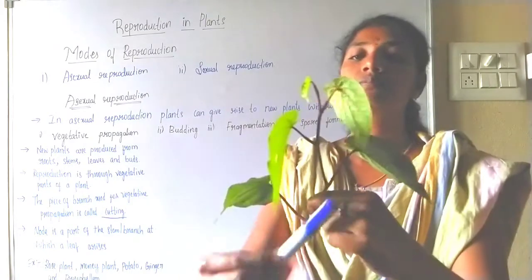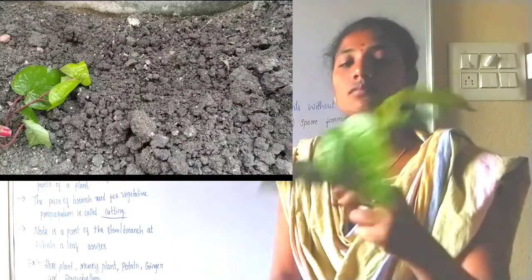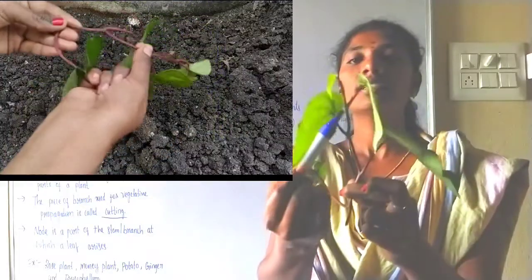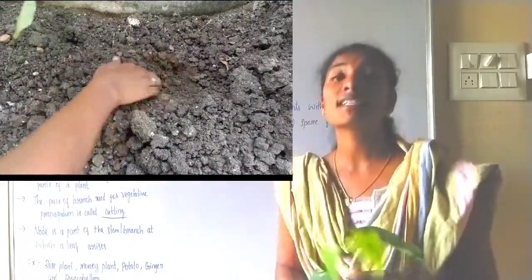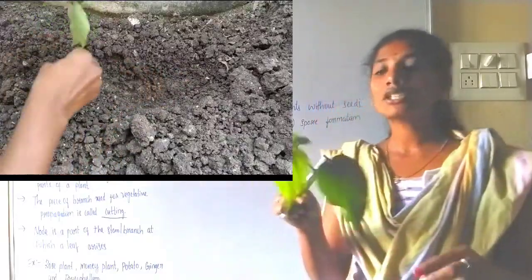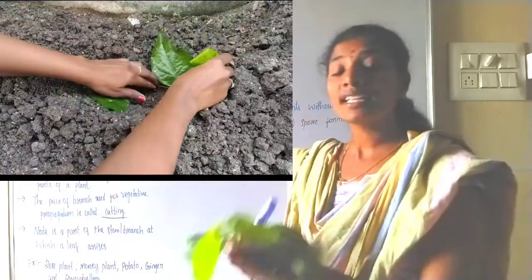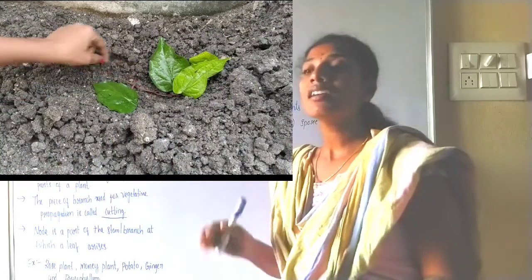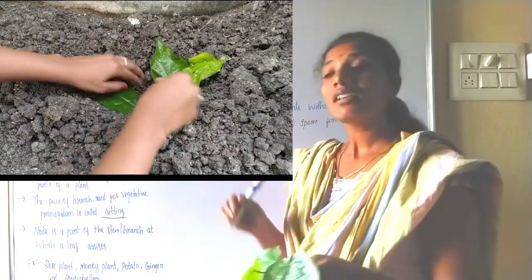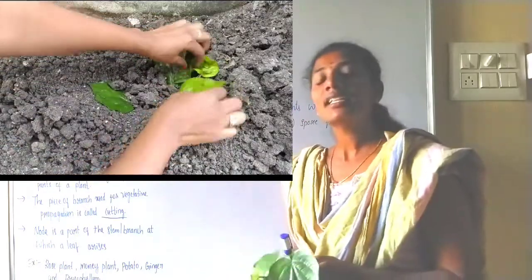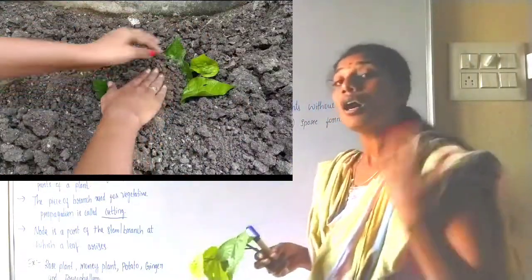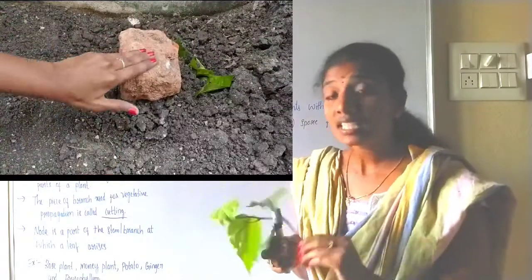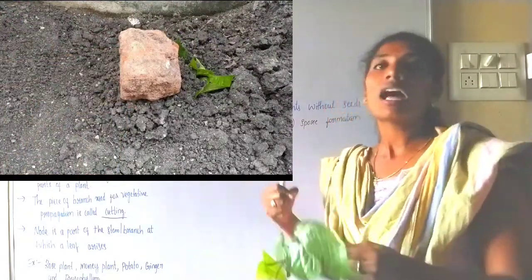This part of a plant we call a node. So see to it that your cutting has a node, and we need to bury this cutting inside the soil and water it frequently. Then let us see after how many days we can see roots developing from this cutting. So we need to have a node.